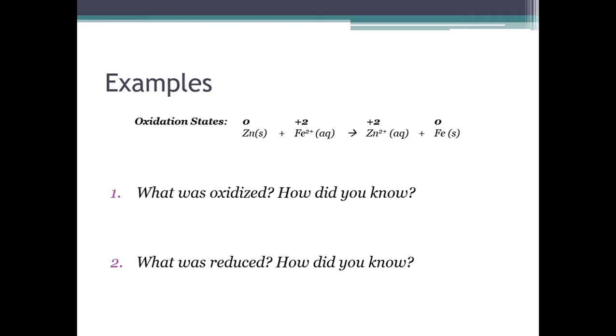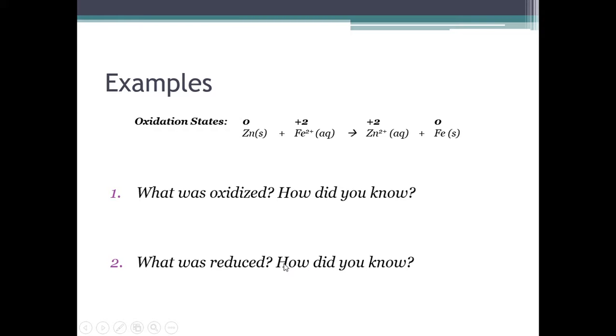So that being said, let's go ahead and see an example with this. We are eventually going to learn how to assign oxidation numbers all on our own, but for right now, they're given. We're given this reaction of solid metal zinc reacting with an iron cation to produce a zinc cation and metal iron. We need to figure out what was oxidized and what was reduced.